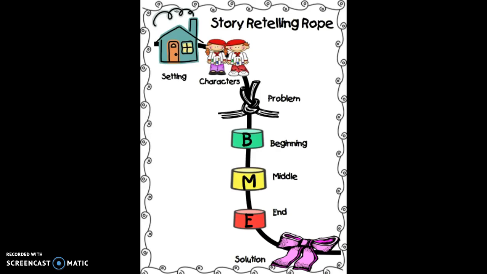Use this retelling rope to help you remember all the things you need to say when you retell a story. You'll need to say, where was the setting? Where did the story take place? Who were the characters? What was the problem in the story? What happened at the beginning, middle, and end? And then, what was the solution to the problem? How did they fix the problem?